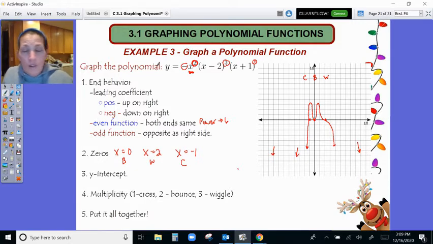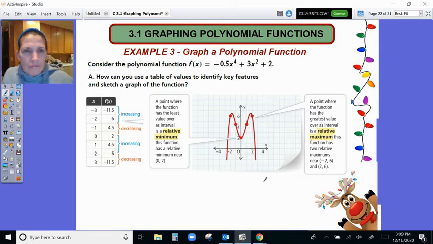Make sure you have some graph paper. I don't want anything that's not on graph paper. No regular paper.